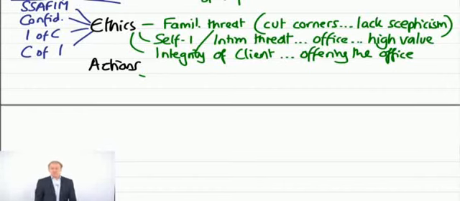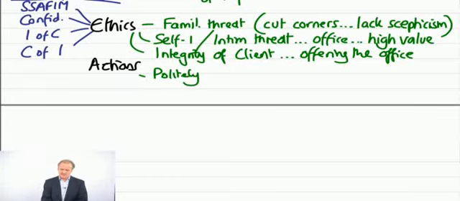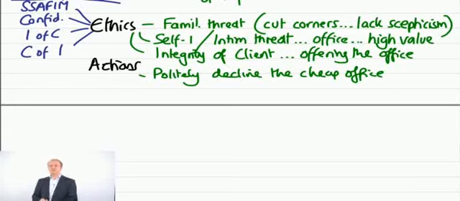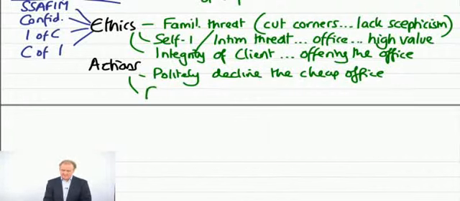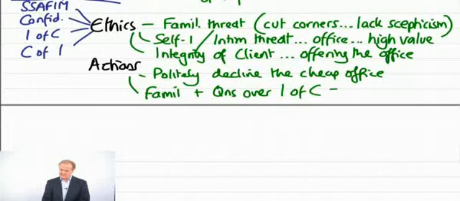Actions. Well, in terms of the offer of the office, surely there's only one answer, isn't there? We have got to politely decline the cheap office because the value is simply too high. If you're concerned that we are too familiar with this client and there are integrity issues with the client, familiarity plus questions over integrity of client, I think we maybe ought to consider resigning.